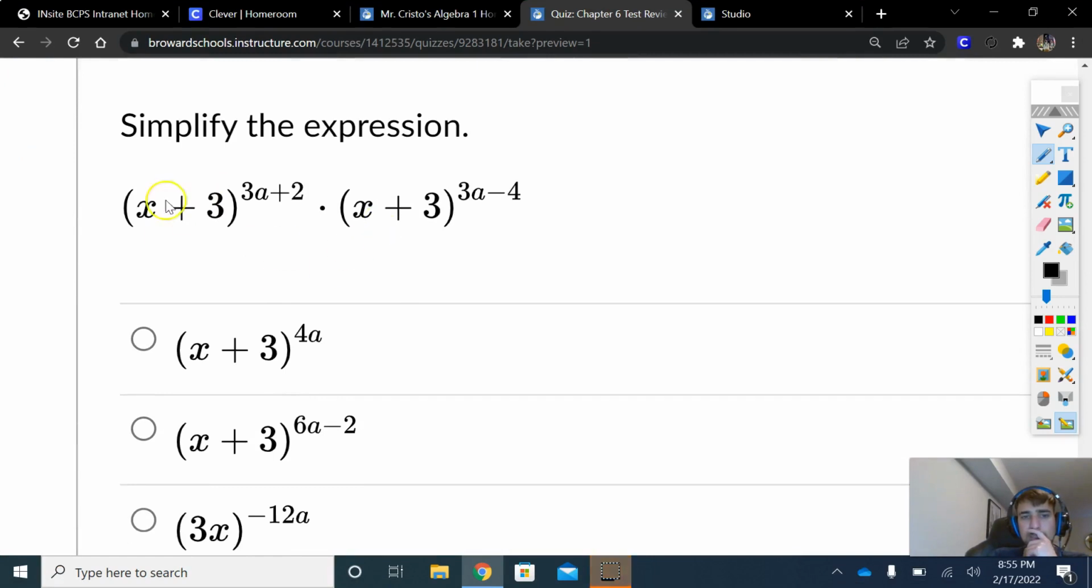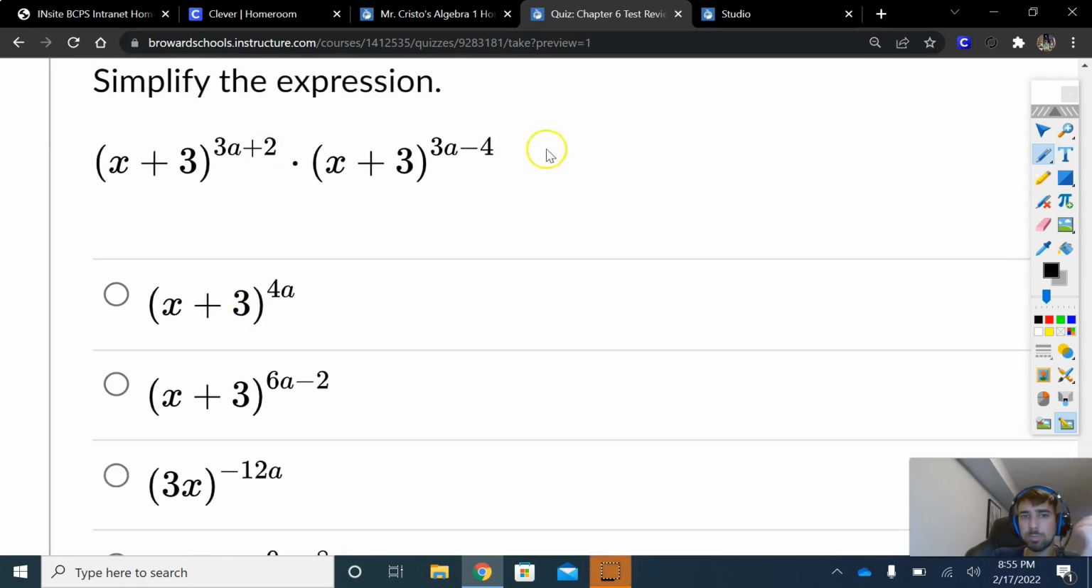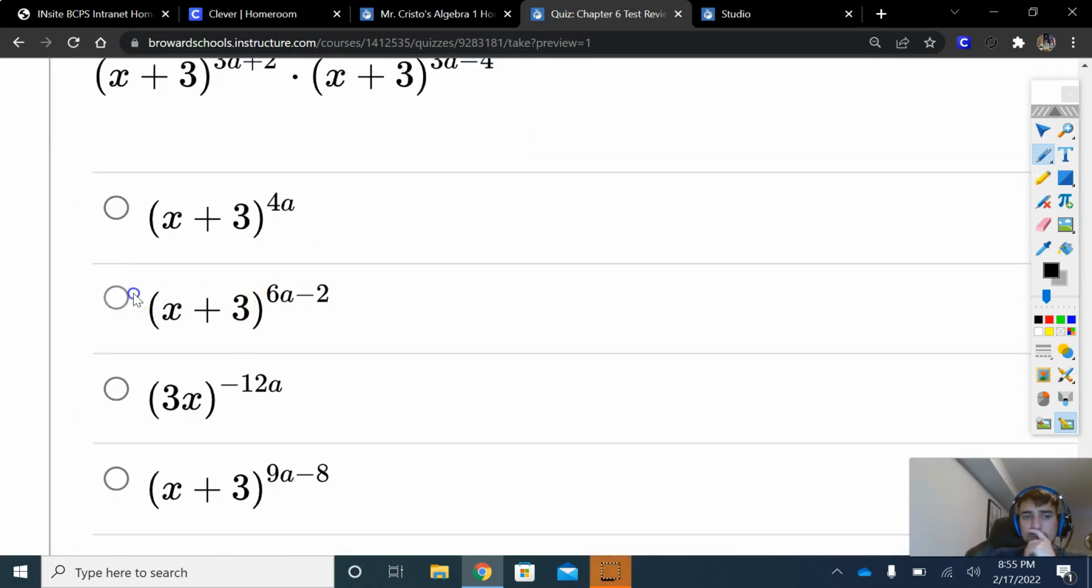They're the same bases and they're multiplying. So you just got to add the exponents. 3a plus 3a is going to give you 6a. And then 2 plus negative 4 is going to give you negative 2. The bases stay the same.